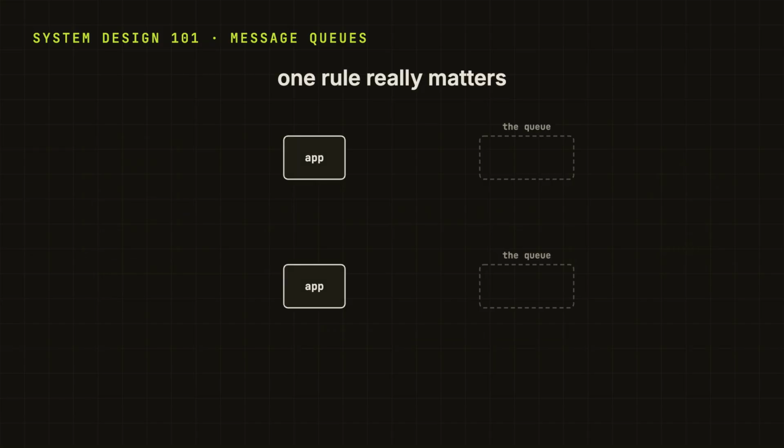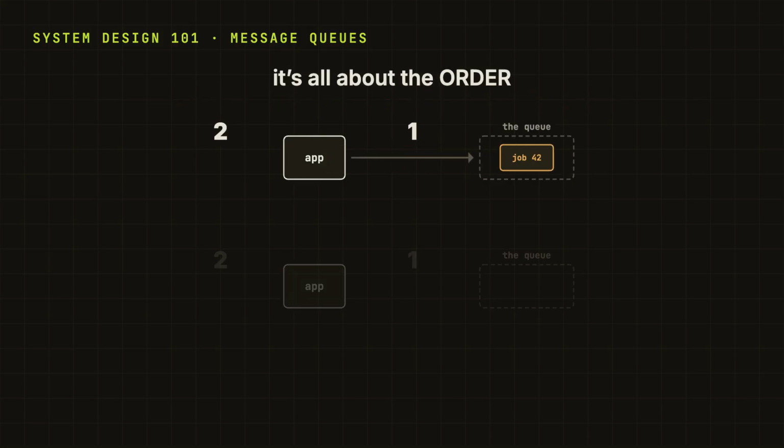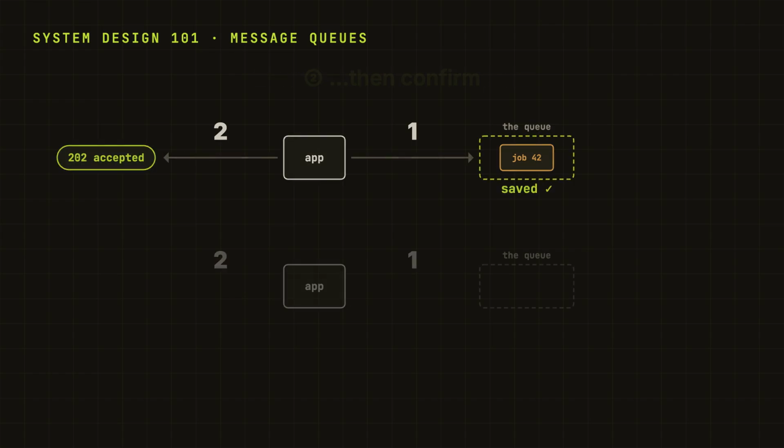And there is one rule here that really matters. Get it wrong and you will lose people's work. You have to get the order right. The producer has to put the job safely onto the queue first and then tell the user accepted. Never the other way around.